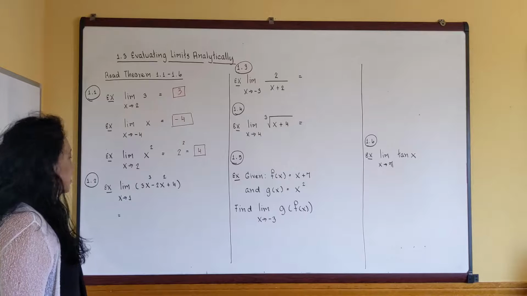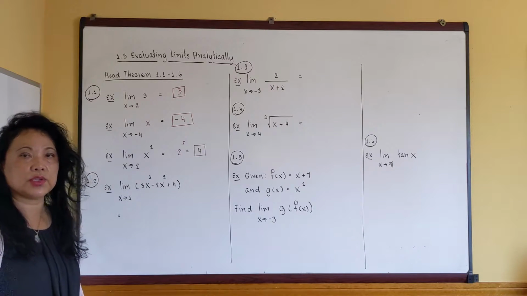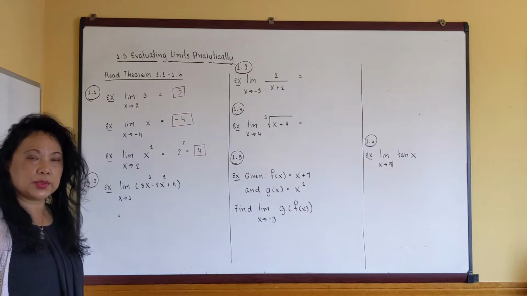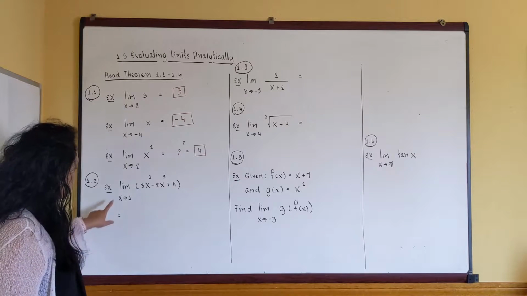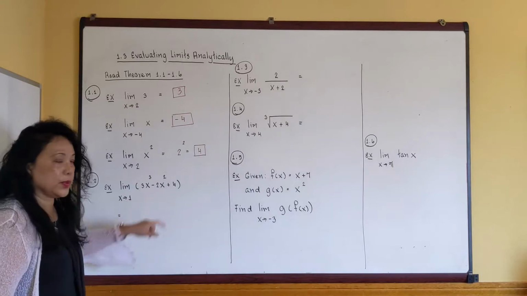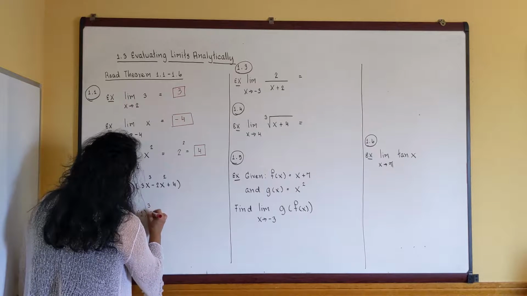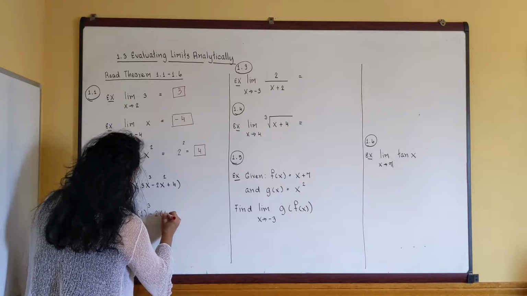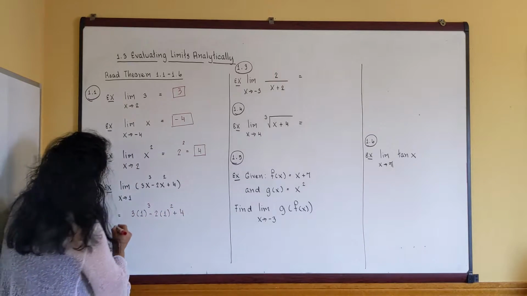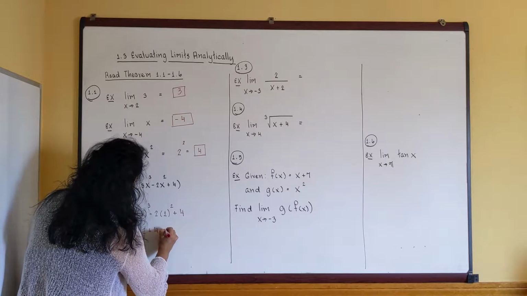Now theorem 1.2 states that if you have 2 or 3 functions added to each other, multiplied, or divided, if you can do direct substitution, just do direct substitution. In this case, as x approaches 1, I'm going to replace all the x with 1. So I would have 3 times 1 cubed, minus 2 times 1 squared, plus 4. Alright, direct substitution: 3 minus 2 plus 4, which is 5.